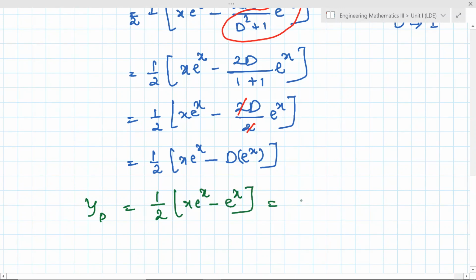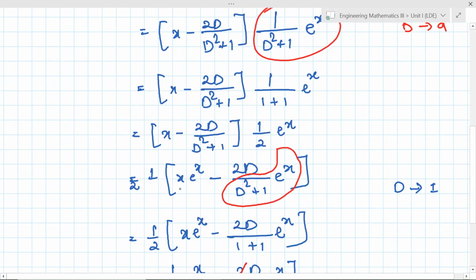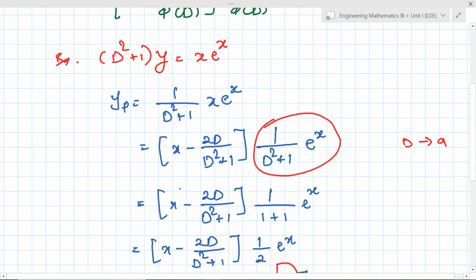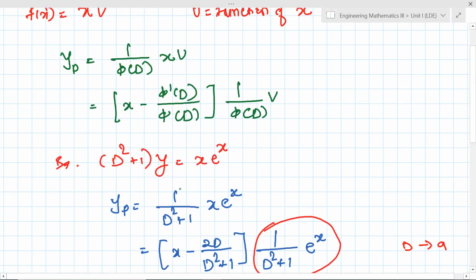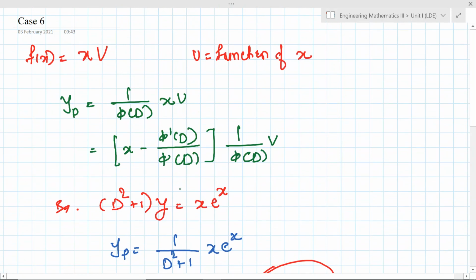Moreover, you can write this as e raised to x upon 2 into the bracket (x minus 1), because e raised to x is there in both terms. So this is my yp. See how simple it is. You just have to follow the step by step solution, and you will definitely get the answer. This method is very simple. If you see, there is no integration and no derivative in all these cases. So there are only 6 cases related to this that are useful for our solution with the help of the shortcut method.